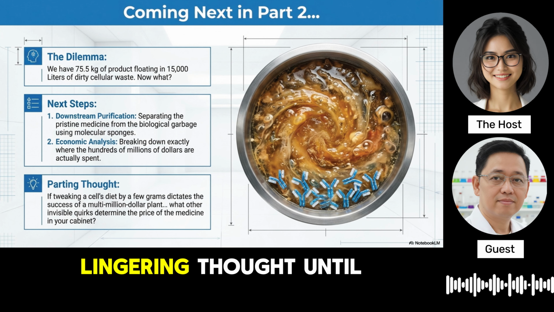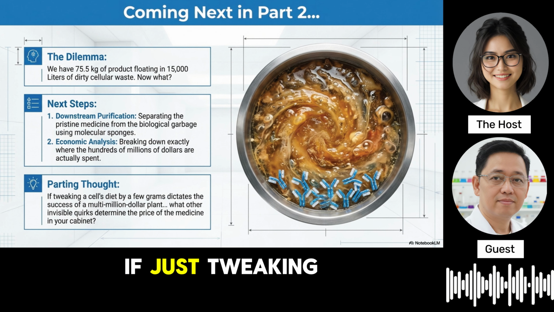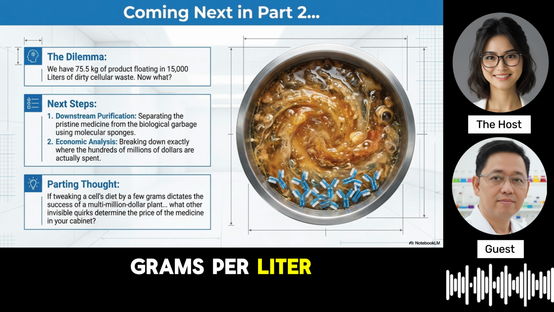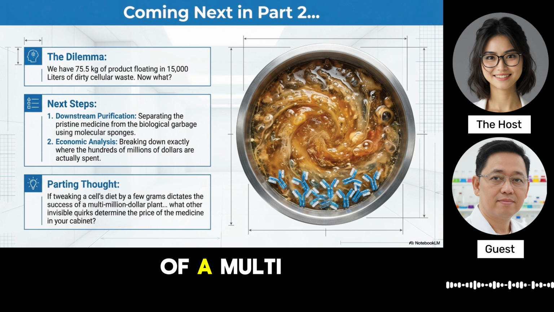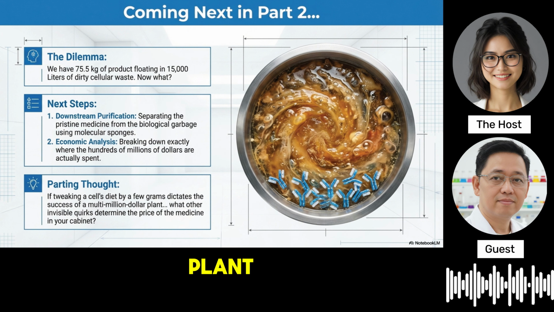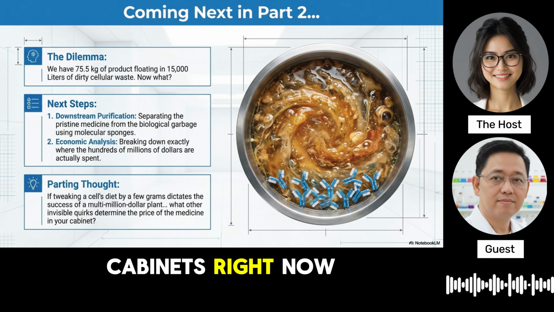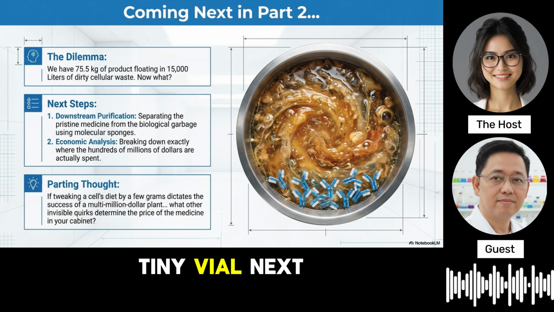But to leave you with a lingering thought until next time, if just tweaking the feeding schedule of a microscopic cell by a few grams per liter can dictate the success or failure of a multi-million-dollar manufacturing plant, what other invisible biological quirks are quietly determining the price and availability of the medicines sitting in our cabinets right now? Think about that tiny vial next time you hold it.